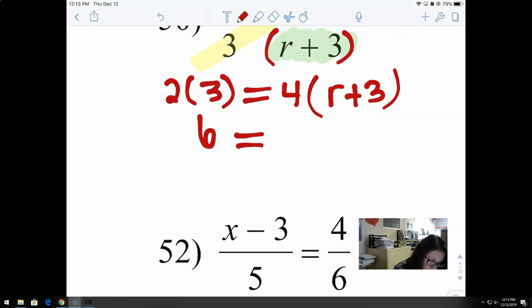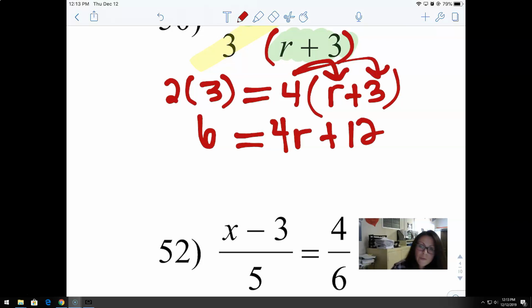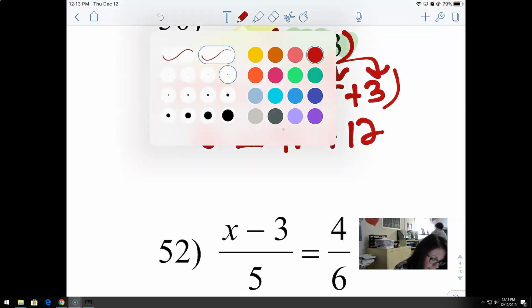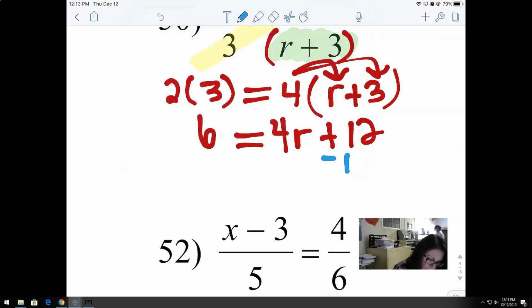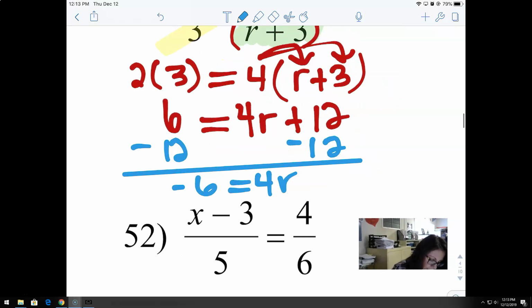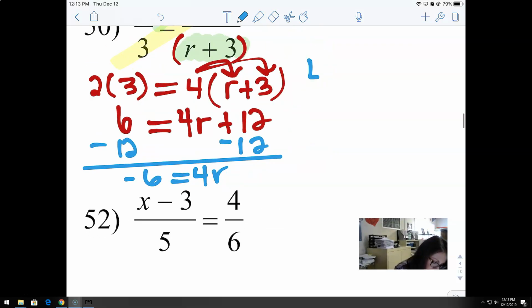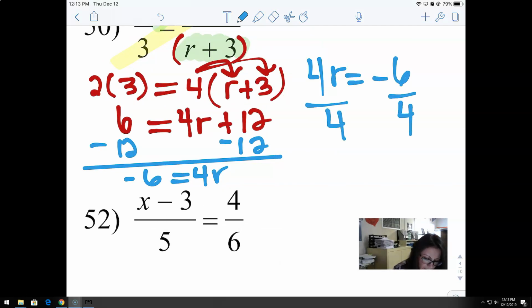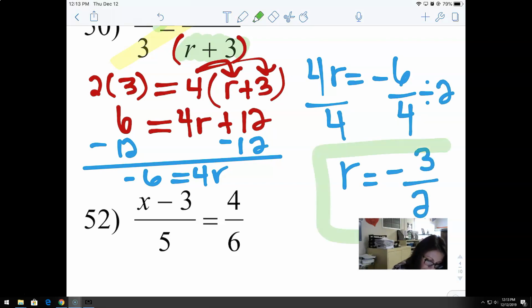So I get 2 times 3 is 6. 4 times r is 4r. 4 times 3 is a positive 12. From here, I could just solve for r by subtracting 12 from each side. And I get a negative 6 equals 4r. So I'm going to take this over to the side. I get 4r equals negative 6. Divide out the 4 to get r equals, divide by 2, a negative 3 over 2. And there is your final answer.